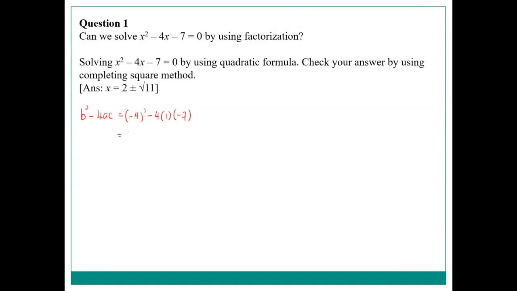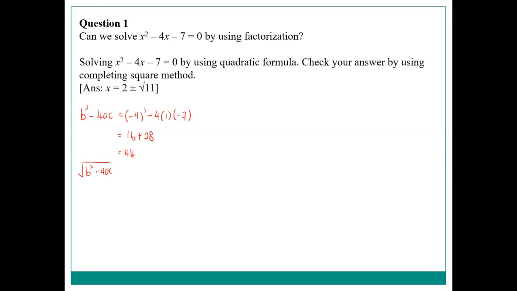So I got 16 plus 4 times 7 gives me 28. So 16 plus 28 gives me 44. Okay, so my b squared minus 4ac is a nice number, but I cannot square root my b squared minus 4ac, right? I cannot square root my b squared minus 4ac.